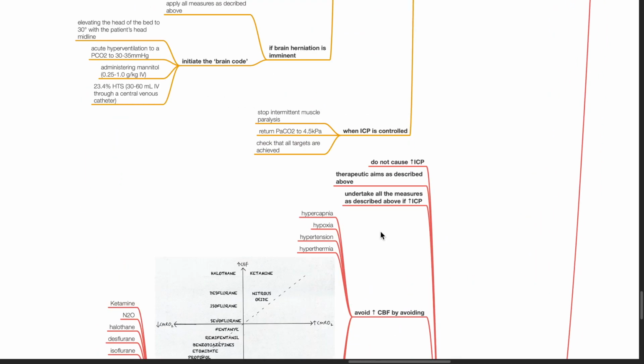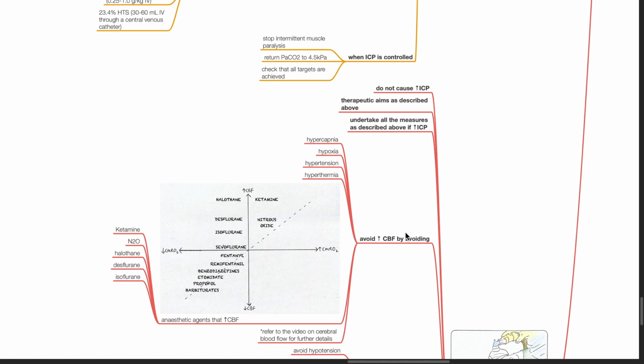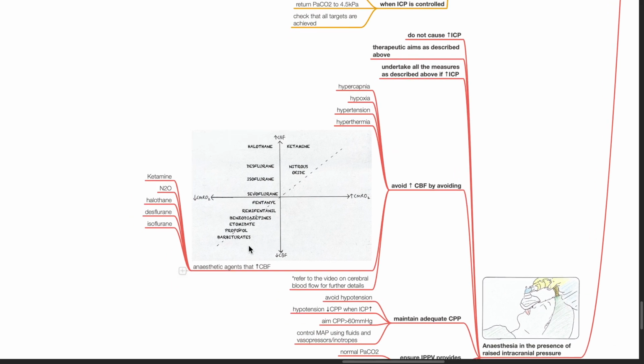Anesthesia in the presence of raised ICP. Do not cause further rises in ICP. Achieve therapeutic aims as described above, and undertake all measures as described above if there is raised ICP, if applicable. Avoid increases in cerebral blood flow by avoiding hypercapnia, hypoxia, hypertension, hyperthermia, and anesthetic agents that increase cerebral blood flow such as ketamine, nitrous oxide, halothane, desflurane, and isoflurane. Kindly refer to the video on cerebral blood flow for further details.